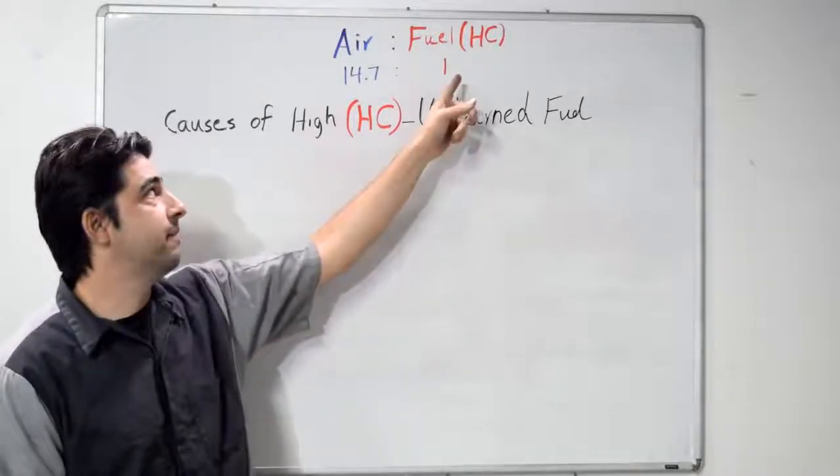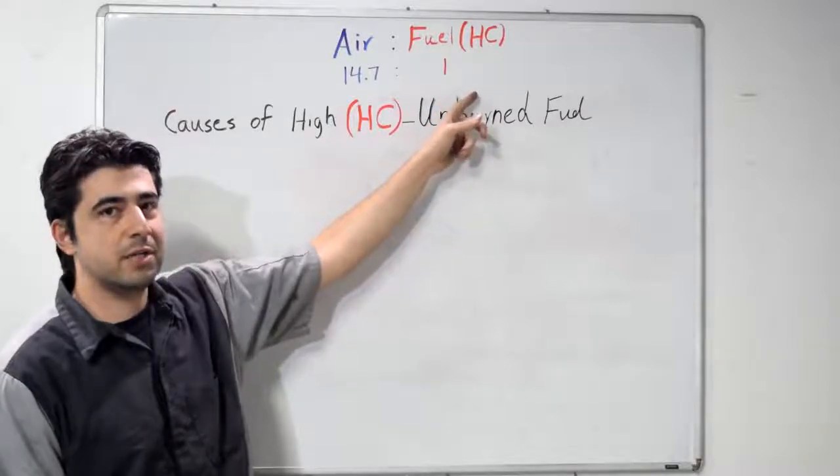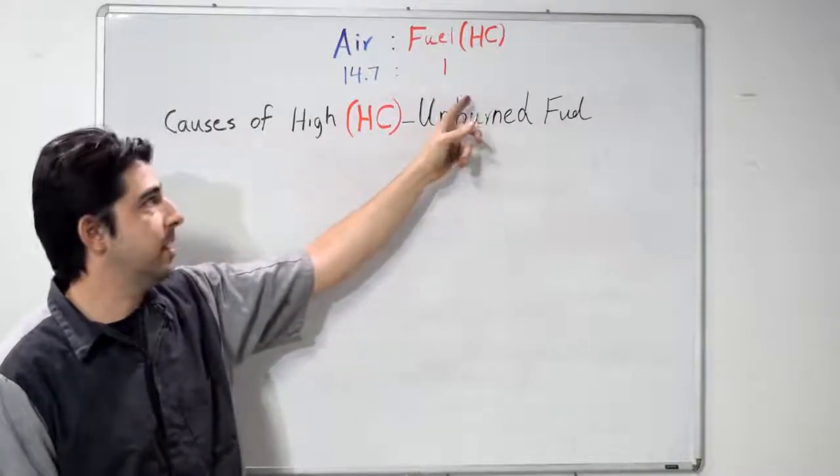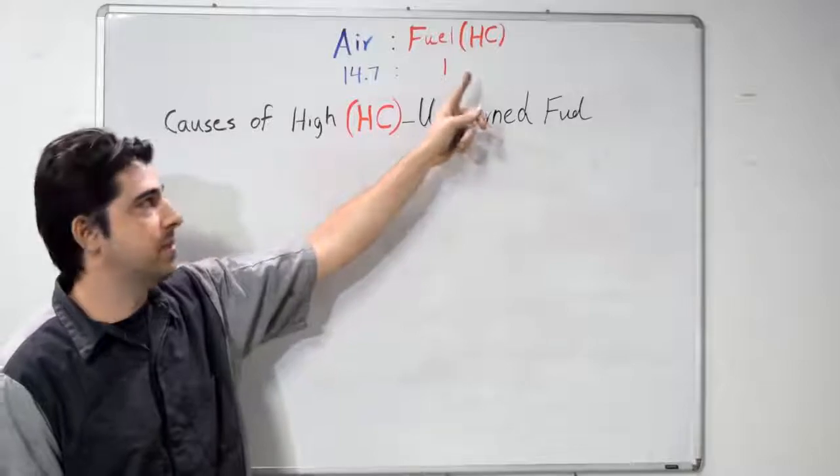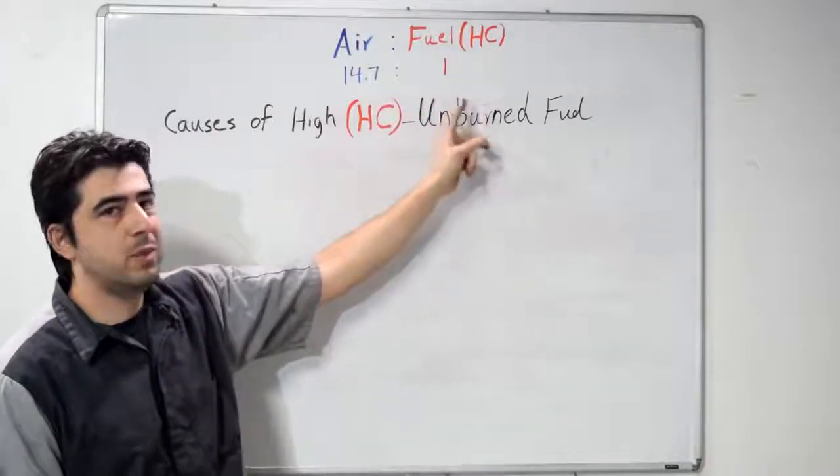On the other hand, if on the fuel side you have maybe a clogged fuel injector or a carburetor that's not adjusted properly, then you could have too little fuel, and then you would have too little fuel to too much air, which is a lean condition.